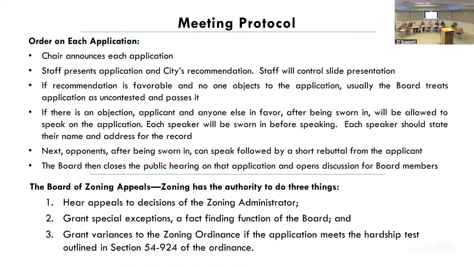We will then close the public hearing portion of the meeting for that particular application, open discussion to the Board of Zoning Appeals members only. We will then make a decision to approve with conditions, deny, or defer the application. Board of Zoning Appeals Site Design has the authority to do three things. 1, hear appeals to decisions of the zoning administrator. 2, grant special exceptions, a fact-finding function of the board. And 3, grant variances to the zoning ordinance if the application meets the hardship test outlined in section 54.924 of the ordinance. The board may deliberate and make a final decision on a matter by a majority vote of members present at the hearing and qualified to vote, provided that not less than a quorum are present and qualified to vote.